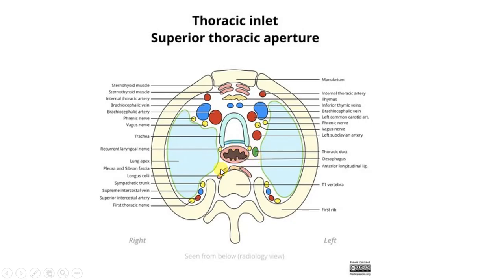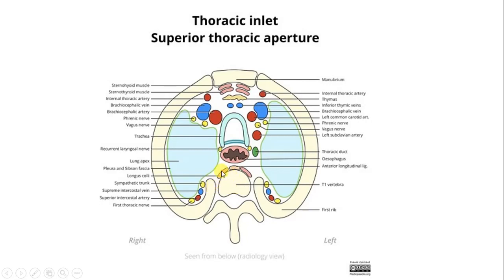Now, if you go posteriorly, posteromedial to the lung apex, here is the sympathetic trunk, then the supreme intercostal vein, then the superior intercostal artery, and then the first thoracic nerve. So these structures are arranged in this manner at the posteromedial aspect of the apex of the lung. This is the first thoracic vertebra.